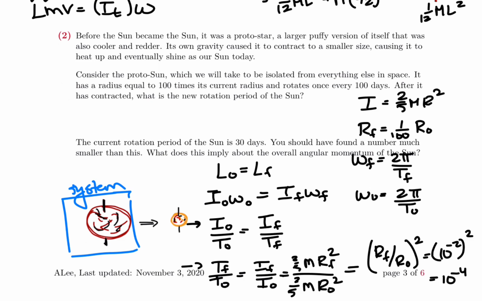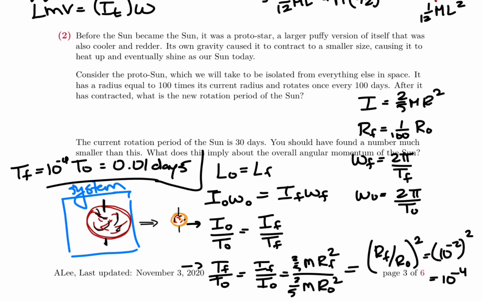As a result, the rotational period of the sun is 10 to the minus 4 times the initial rotational period, which if that was 100 days, this then becomes 0.01 days. The amount of time it takes to go through one orbit has significantly decreased, or its angular velocity has significantly increased. You could find the angular velocities and find that they would have increased by a factor of 10 to the 4.